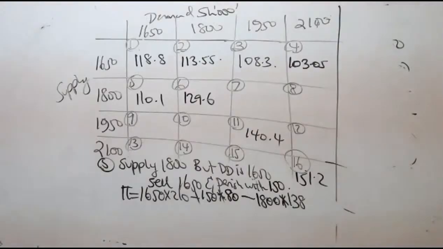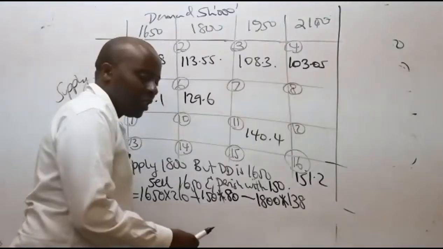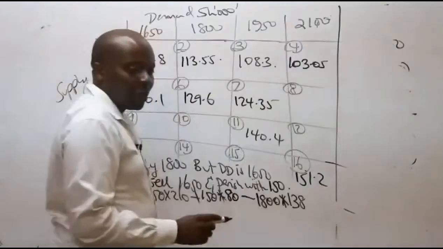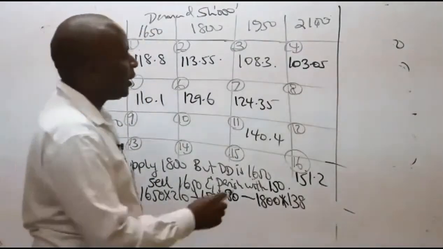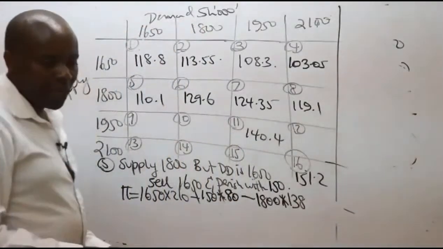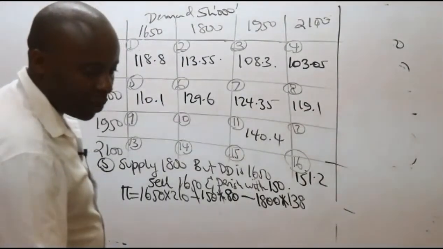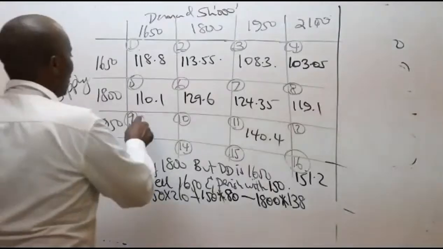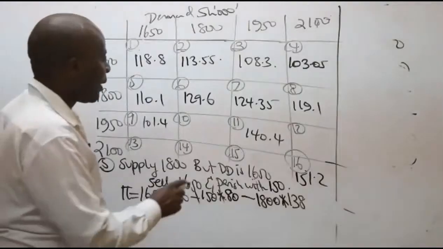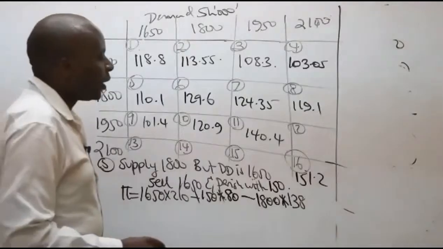So they've given me the one of 7. 7 is 124.35. We have 8, 8 is 119.1. We have 9, 9 is 101.4. Then we have 10, and 10 happens to be 120.9. And then we have 12, 135.15.